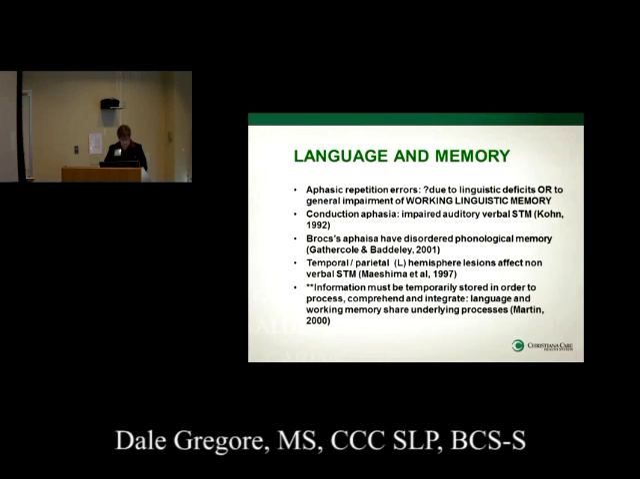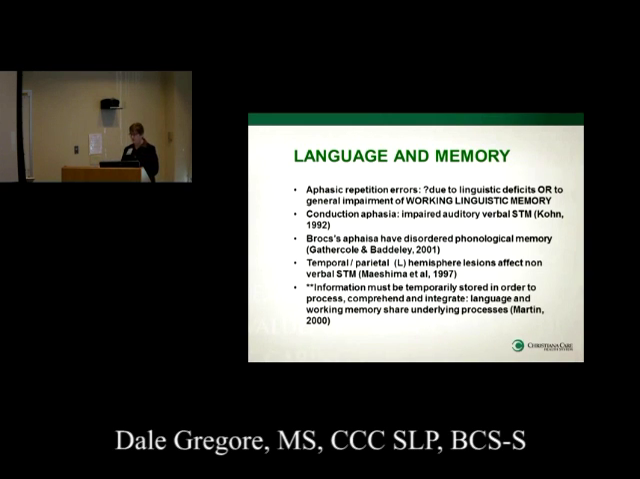Language and memory. Let's talk about this as it occurs after a stroke. So research into language and memory has really advanced over the last 10 years. One used to think that they were entirely separate, that you had language and then you had memory. You had language and then cognition. They're finding now that it's not as separate as one thought.